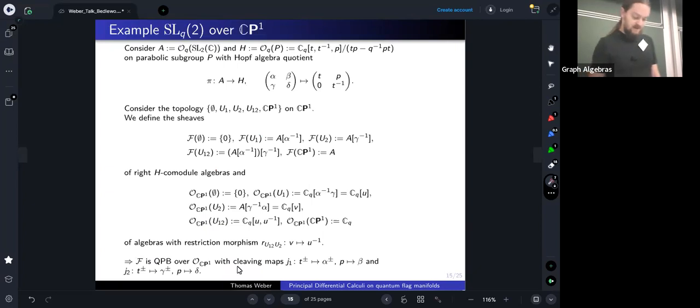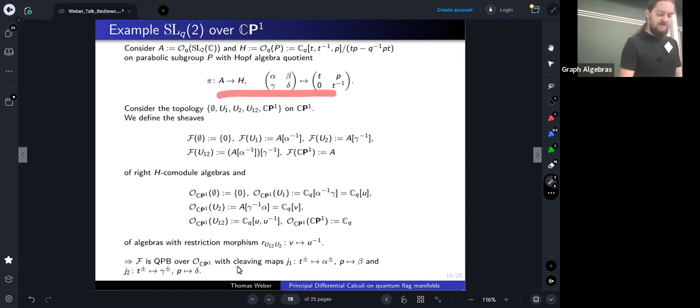Good. I guess I have to speed up a little bit, maybe we don't finish everything. So let's look at SL_q(2) now over CP1. As in the previous slides, we take A as O_q(SL2), but now not with the U1 coaction, but with the parabolic coaction. So how to get CP1? This is maybe best seen via this projection here: you go from SL_q(2) into O_q(P) in this way.